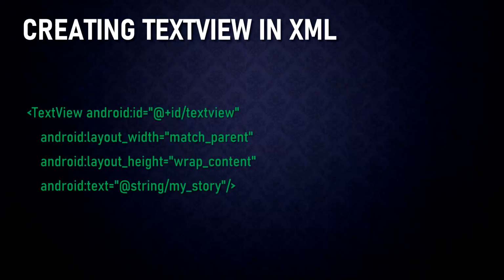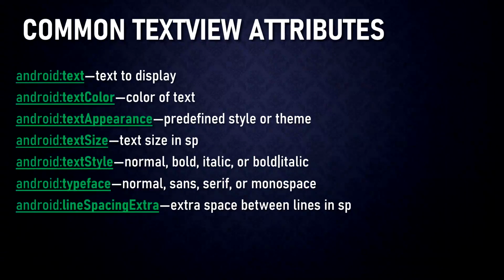So this is the way we used to create our text view in XML. We have seen this already, so it's easy, right? You just specify the text view, you specify the ID, and you set the width and height, and you specify the text with the string. You can specify the string message directly here, or you can specify it from the string XML.